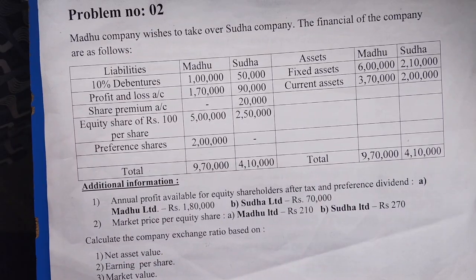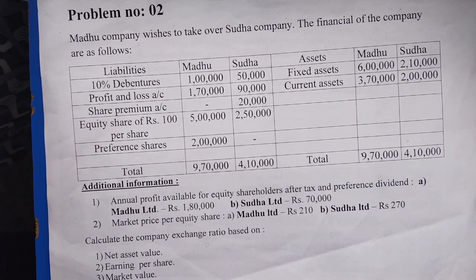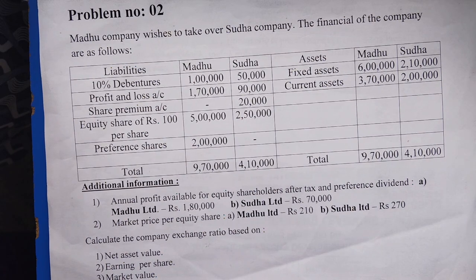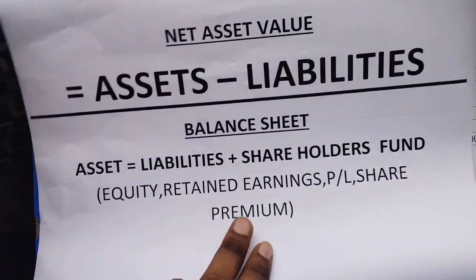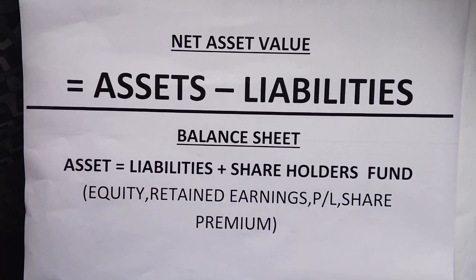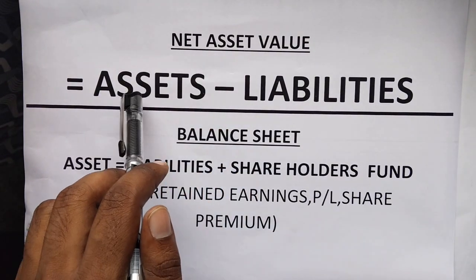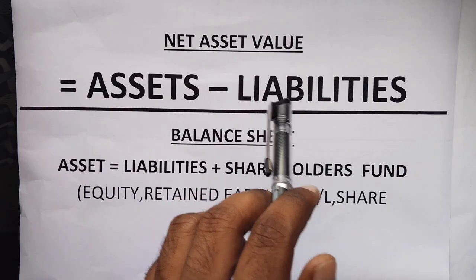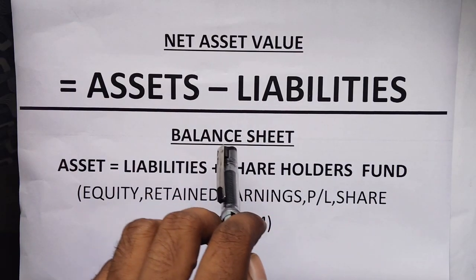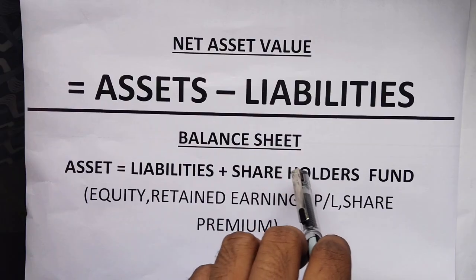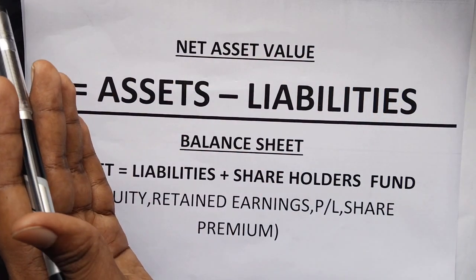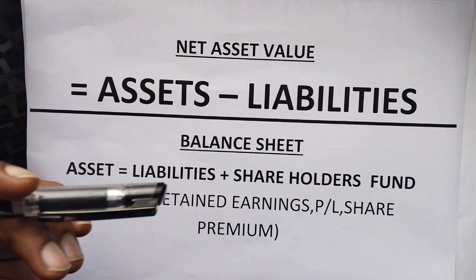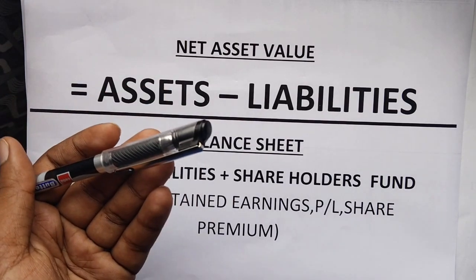As I told, net asset value is calculated with the help of assets minus liabilities, and we get the net assets value. Take a look at this picture. Net assets value is equal to assets minus liabilities. How can we say that? Take a look at this balance sheet formula. Assets is equal to liabilities plus shareholders fund. One side there will be assets, another side will be liabilities. In that liabilities, the company will include all the shareholders fund also.